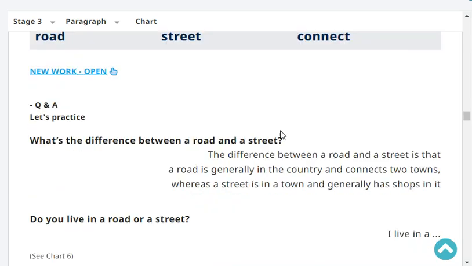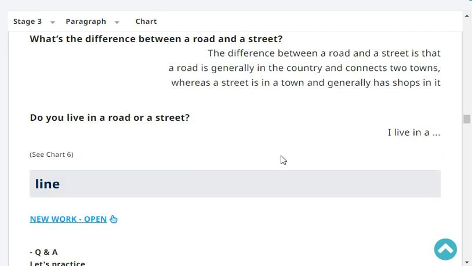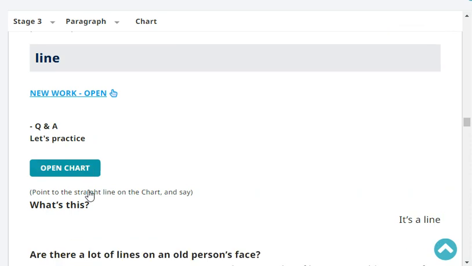Very good. What's the difference between a road and a street? The difference between a road and a street is that a road is generally in the country and connects two towns, whereas a street is in a town and generally has shops in it. Very good. Do you live in a road or a street? I live in a road. Very good. Okay, next.